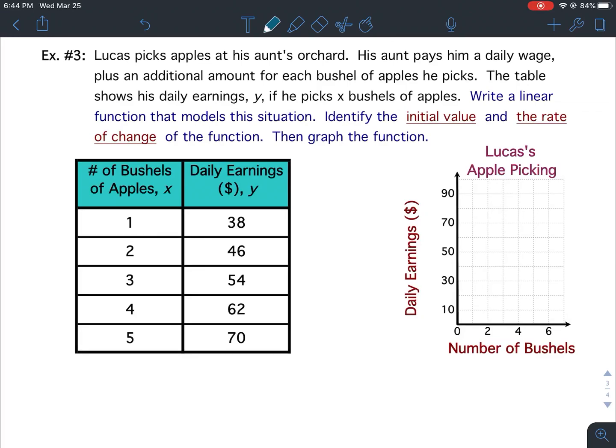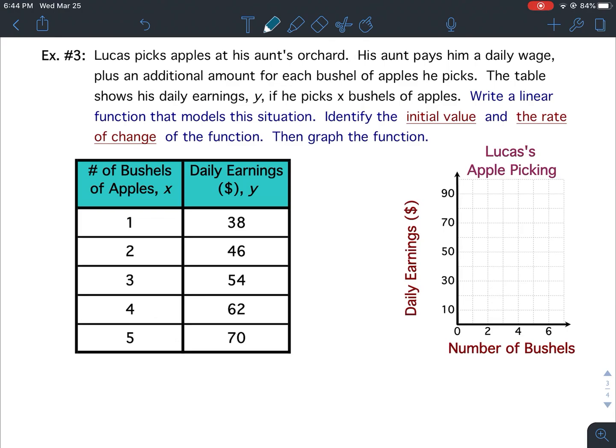Using functions to model linear relationships, lesson 15, example number 3. Lucas picks apples at his aunt's orchard. His aunt pays him a daily wage plus an additional amount for each bushel of apples he picks. The table shows his daily earnings y if he picks x bushels of apples. Write a linear function that models the situation. Identify the initial value and the rate of change of the function. Then graph the function.